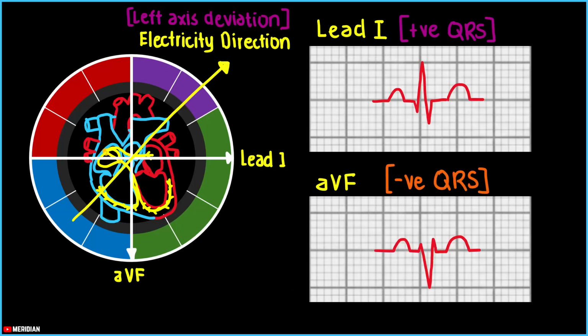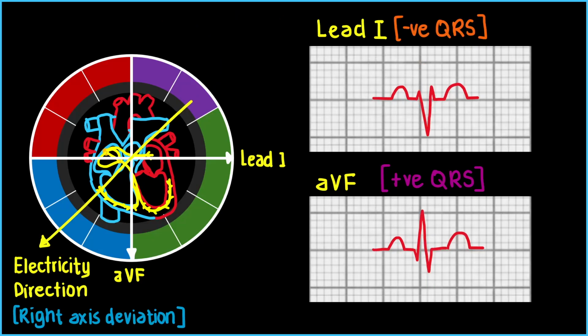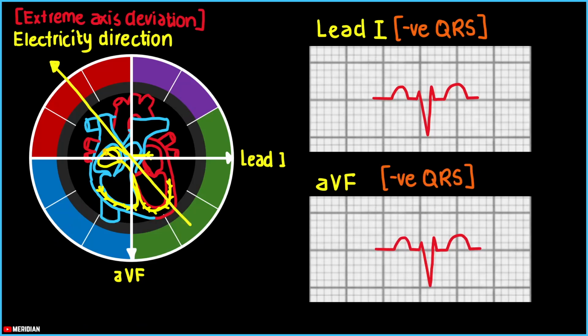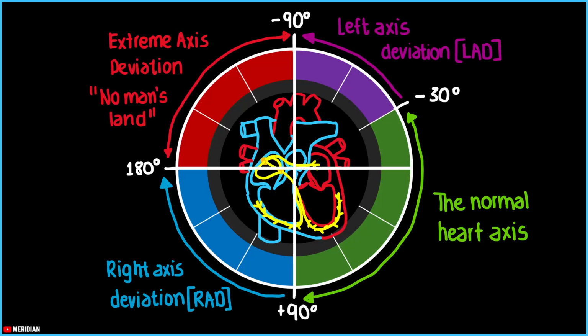If lead 1 is positive and lead AVF is negative, that's what we call left axis deviation. If lead 1 is negative and lead AVF is positive, that's what we call right axis deviation. And finally, if both are negative, that's what we call extreme deviation or the no man's land. That's the axis, simple, and once you know where to look, everything becomes easier.